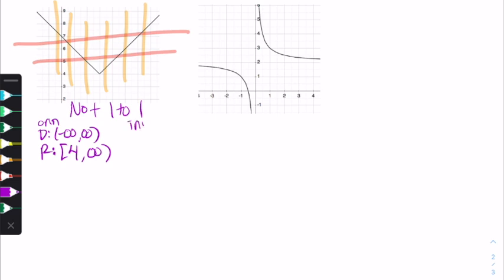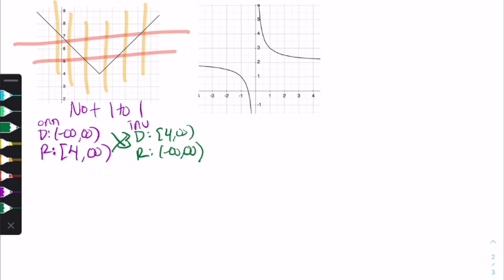Which means that for the inverse, we just switch our domain and range. Right? So our domain is the range from the original, so bracket 4 to infinity, and our range is from the domain, so negative infinity to infinity. Okay, let's try one more.